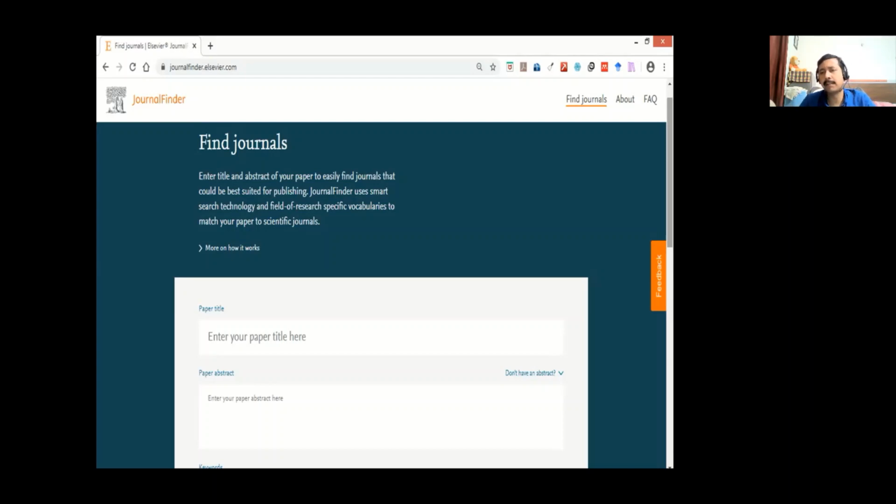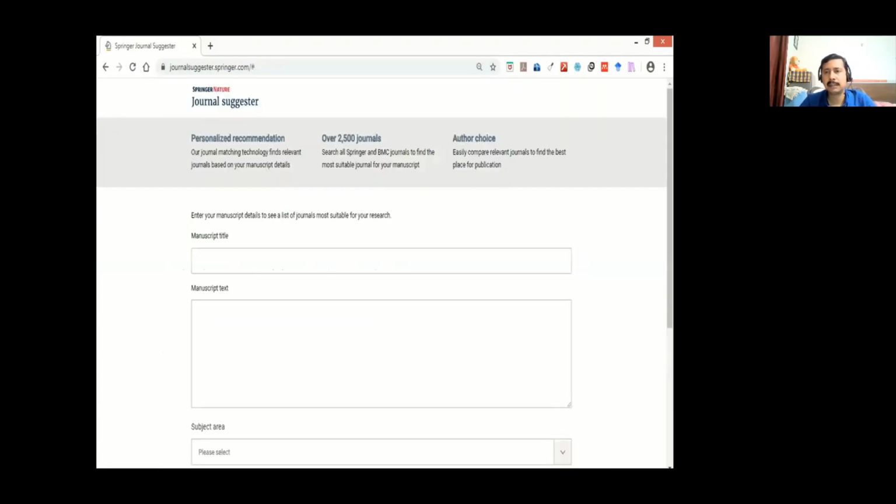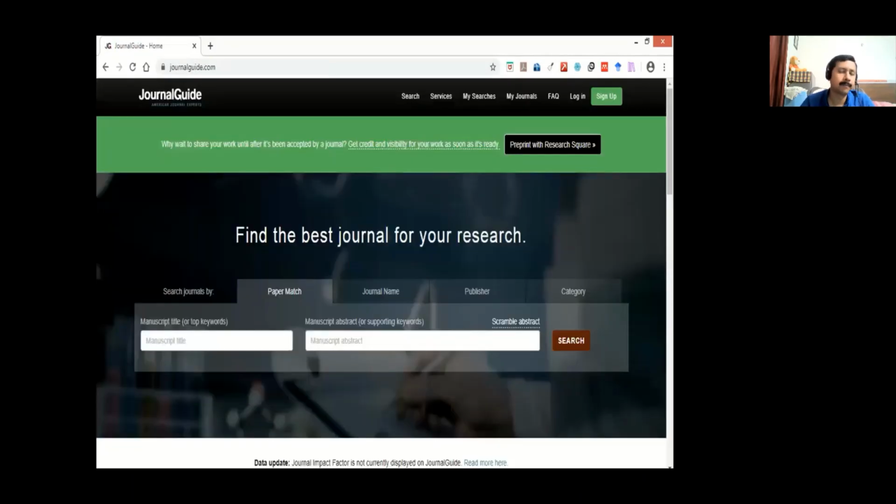Similar services are provided by many other reputed scholarly publishers such as Wiley, Journal Finder Service, journalfinder.wiley.com, Journal Suggester Service of Springer Nature, Journal Suggester Service of Taylor and Francis, another very prestigious publisher of scholarly content. Then, the earlier mentioned services are specific to one particular publisher.